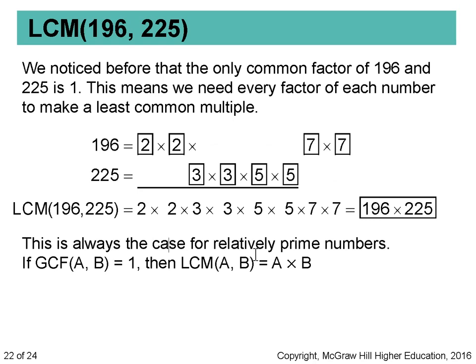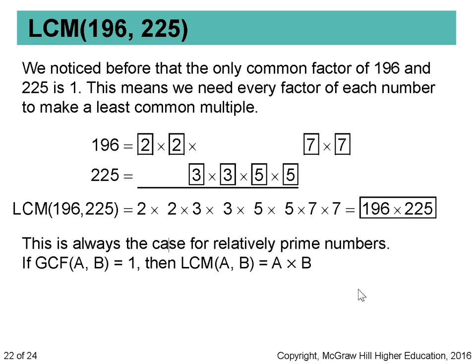Now let's look at 196 and 225. When I line them up and mark the factors, notice that each one of them is marked. Remember, they don't have any common factors other than 1. So I have 2 2's that I need, I have 2 3's that I need, 2 5's that I need, and 2 7's that I need. Notice that this is actually the two numbers multiplied together, 196 times 225. This is always the case for relatively prime numbers.